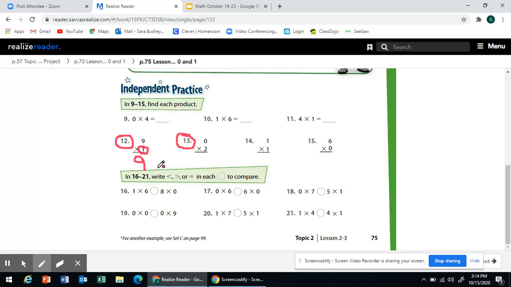Give yourself a hand if you got it right, which I know you did because you are so super smart.